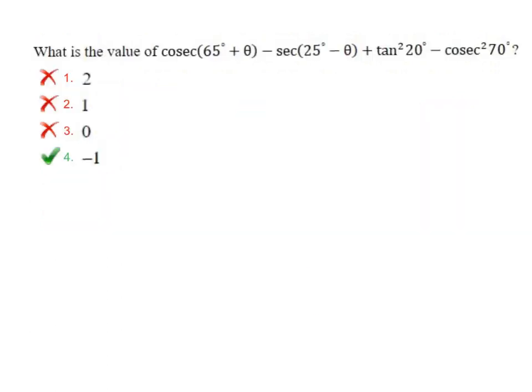What is the value of cosecant 65 plus theta, secant 25 minus theta? These two are anyway same. Now tan square 20 minus cosecant square 70, you can write it as secant square 20. Now we know secant square theta minus tan square theta is 1, therefore tan square theta minus secant square theta is minus 1. So here it is minus 1.